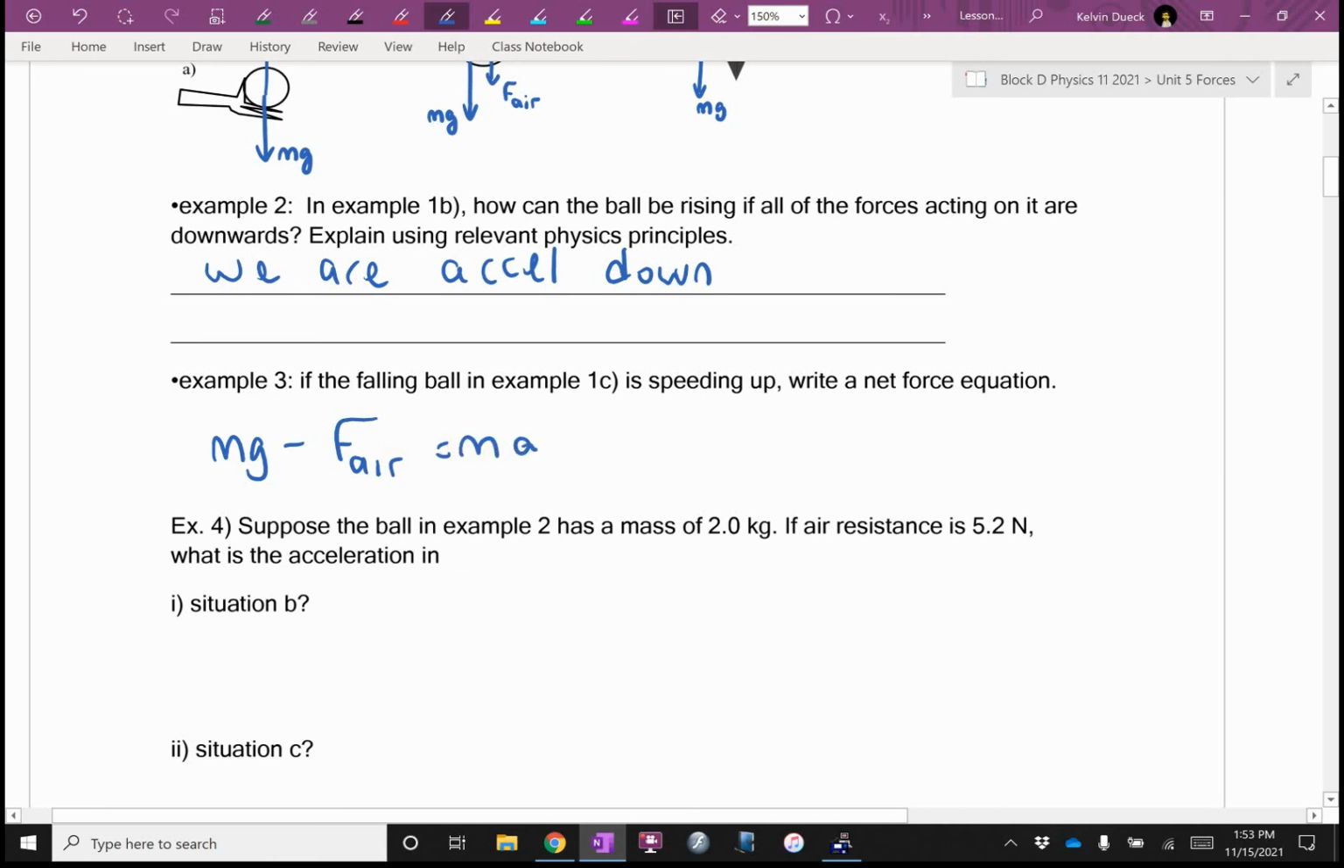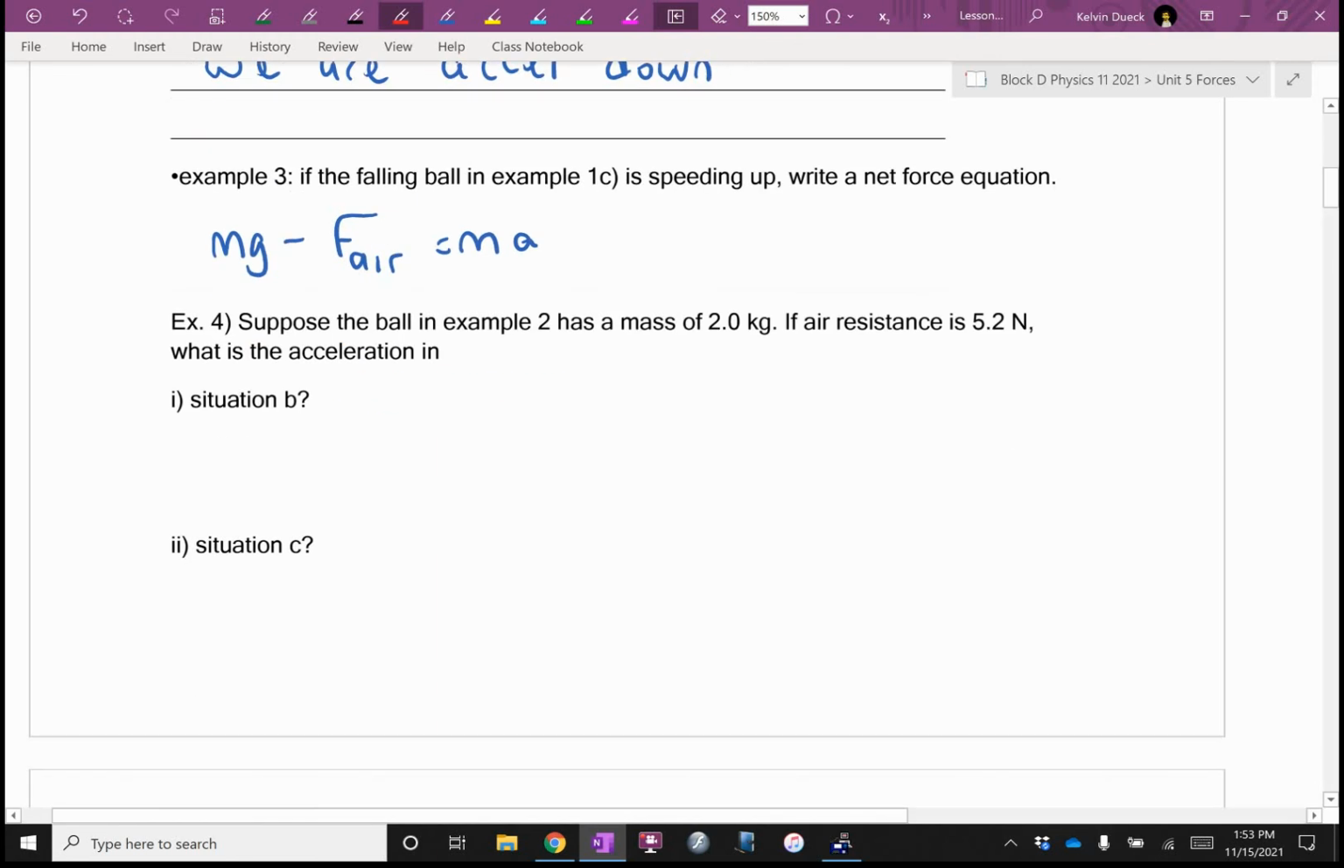As far as I'm concerned, then, I can either give you A and say find F air. How would I get the F air by itself here? What's right in front of the F air that I don't like? I would do the swappy dance. I would plus the F air over and minus the MA over. Or I can give you F air and say find A. Nick, how do I get the A by itself? Divide by M.